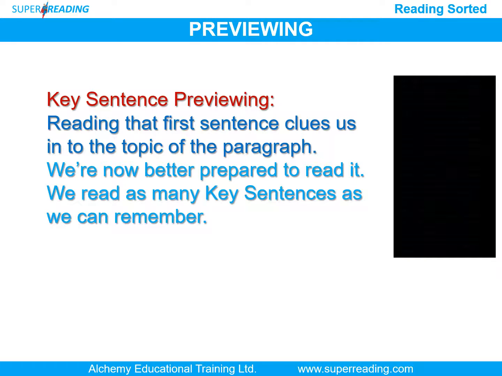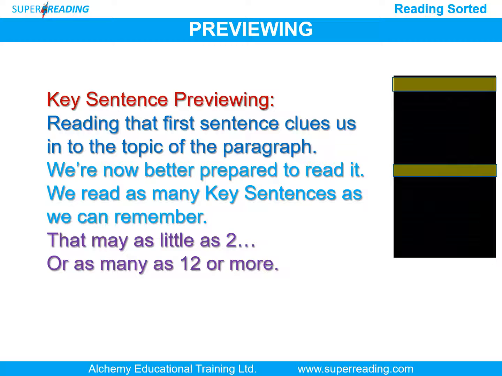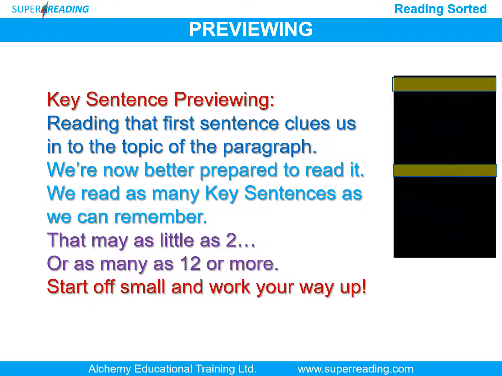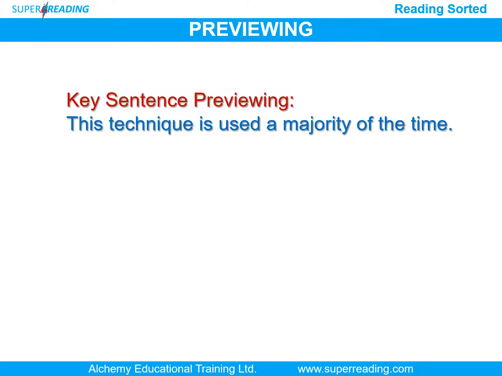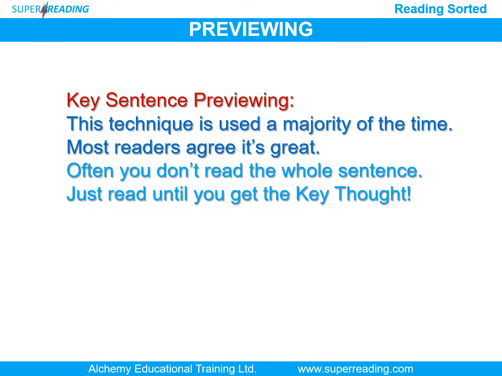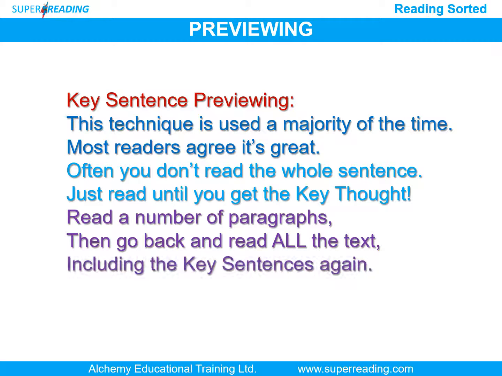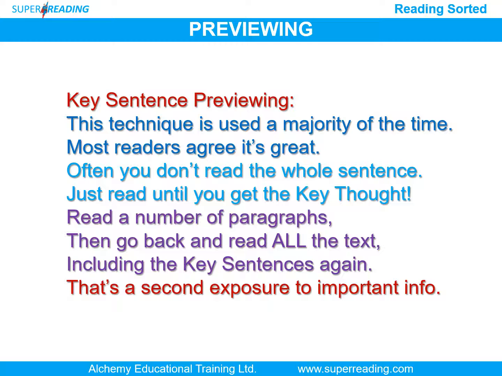We read as many key sentences as we can remember. That may be as little as 2, or as many as 12 or more. Start off small and work your way up. This technique is used a majority of the time. Most readers agree it's great. Often you don't read the whole sentence. Just read until you get the key thought. Read a number of paragraphs, then go back and read all the text, including the key sentences again. That's a second exposure to important info.